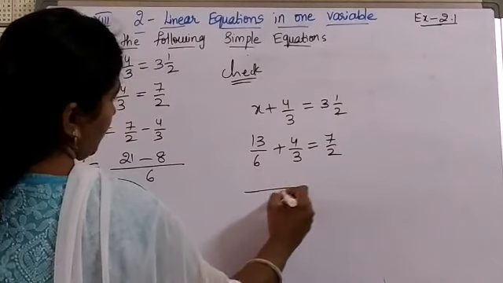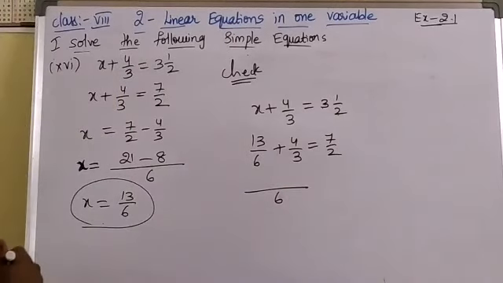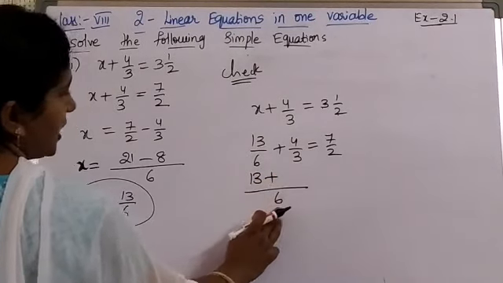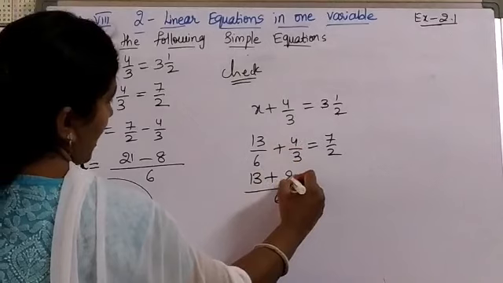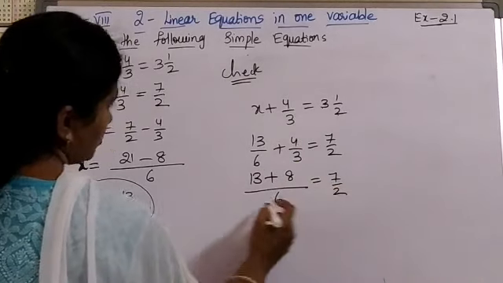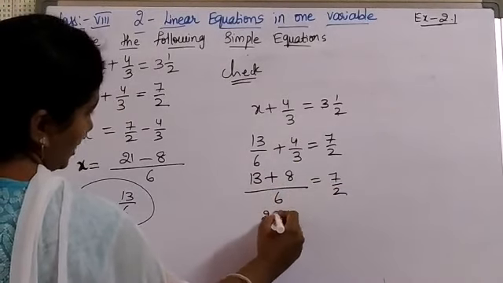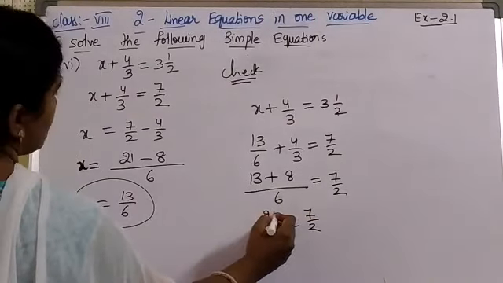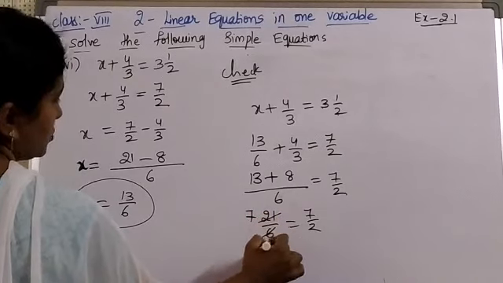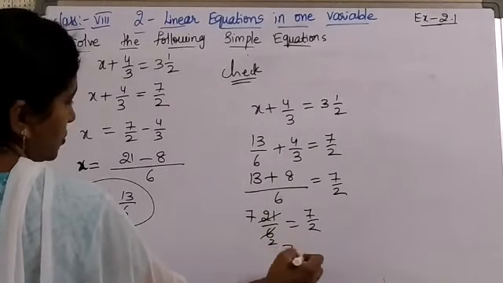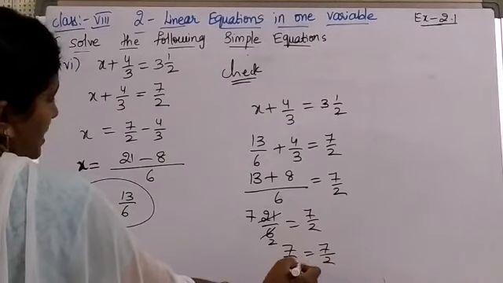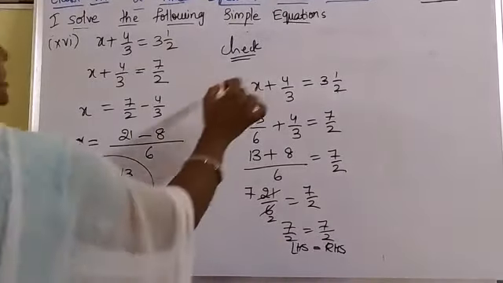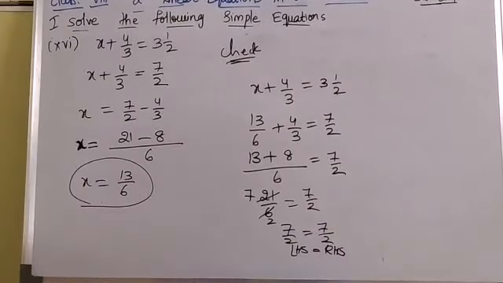Okay, here I have to find the LCM. LCM of 6 and 3 is how much? 6. So 6 1 time, 1 into 13, 13. Plus, 3 how many times will it go? 2 times. 2 4s are 8, equal to 7/2. 13 plus 8 is how much? 21/6 equal to 7/2. 21 and 6 will go in the 3 table. 3 7s are 21, 3 2s are 6. So here you are getting 7/2, which is nothing but 7/2. That is, LHS is nothing but RHS. Okay, like this you can check each and every sum.